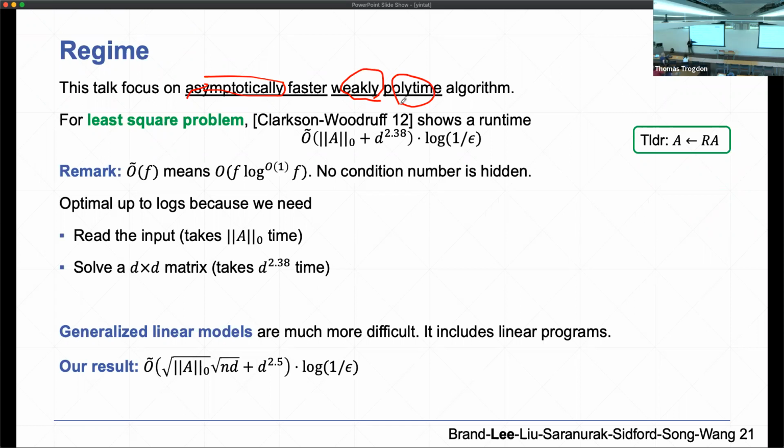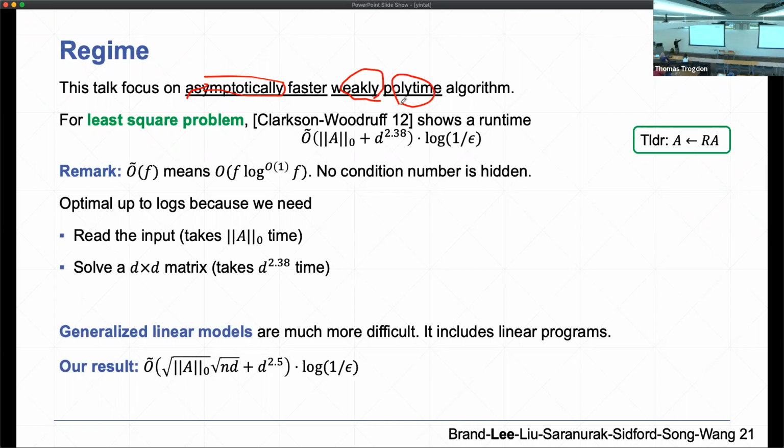This is the sparsity of A. This nd is like when the matrix is dense. We don't get to the best. We are just halfway there. We get square root of sparsity times the dense case plus d to the 2.5. This is also not the best. For linear programs, the current best running time is exactly the same as solving a linear system. So the best is 2.38, and we only get 2.5. And so this is roughly what we will discuss.